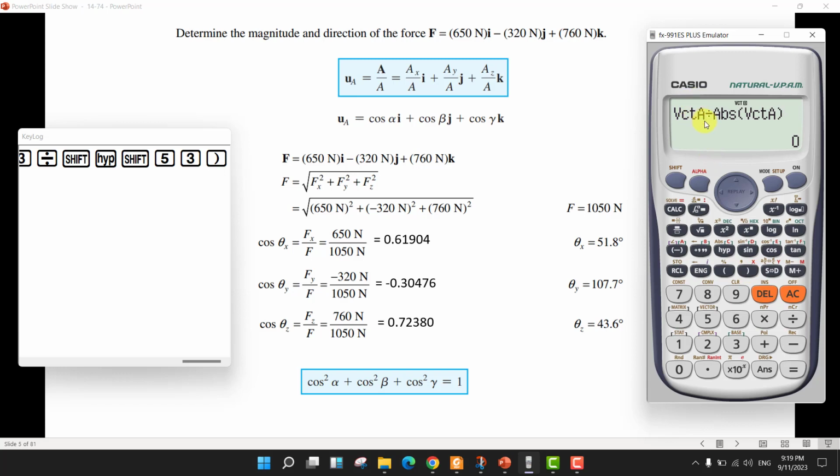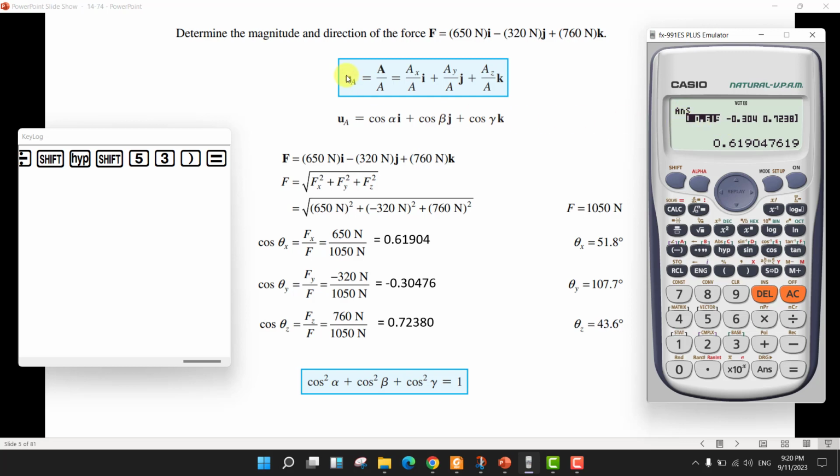So this is vector A divided by the absolute of vector A. The absolute of vector A is the magnitude of vector A. So vector A divided by its magnitude will give us the unit vector. So equal. This gives us the unit vector.